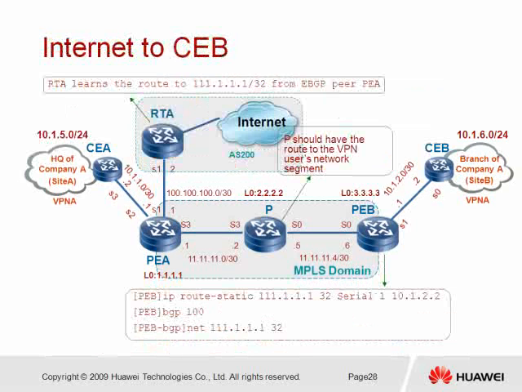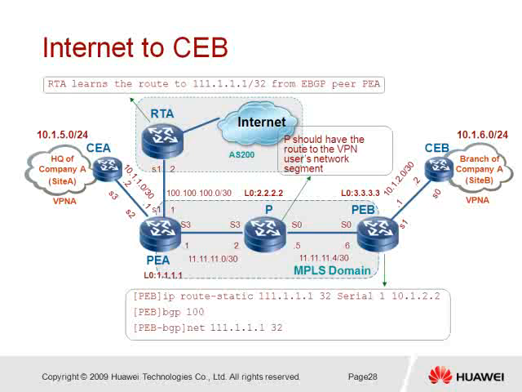It is needed to configure a route to forward CEB's packet to the Internet when CEB receives the packet from the Internet to its user. There are several ways to configure the route. Look at this slide. There is an example of the configuration.